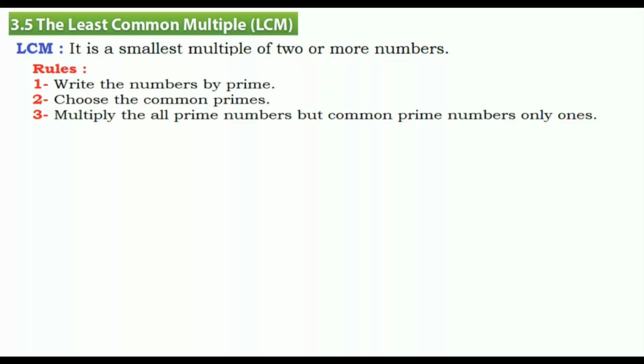We have three rules. Everybody, first of all, you are going to write your numbers by prime, as we know from the previous lesson. Then we are going to choose the common prime numbers. Then lastly, we multiply all the prime numbers, but common prime numbers only once.